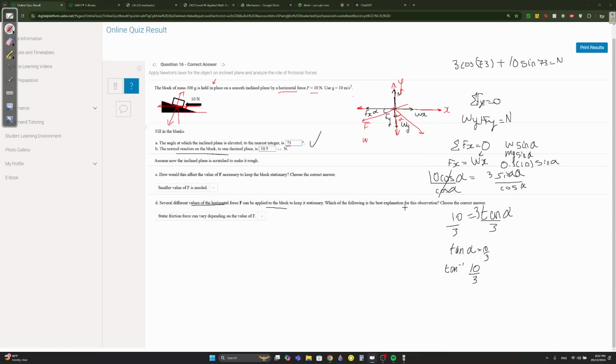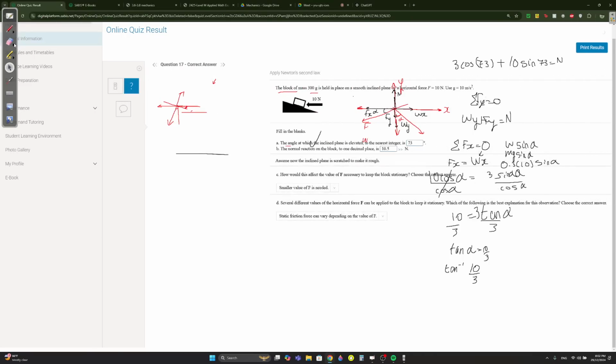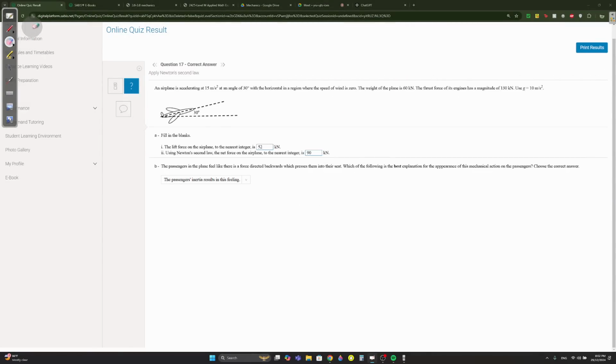Which of the following is the best explanation? Because the static friction can vary, right? Remember, to keep it stationary, it's static friction. You can apply different values of F because static friction can change. It always changes.